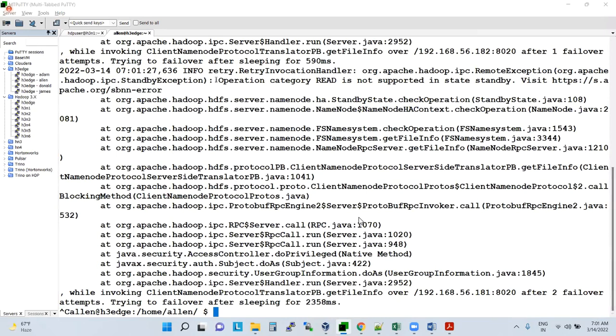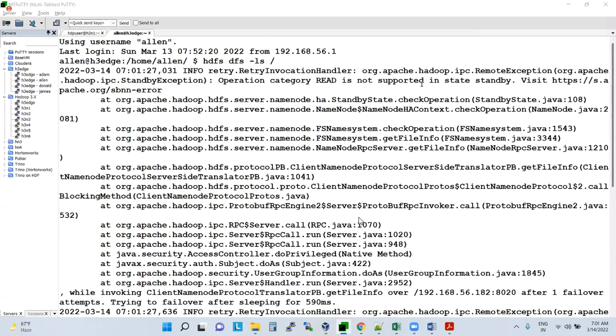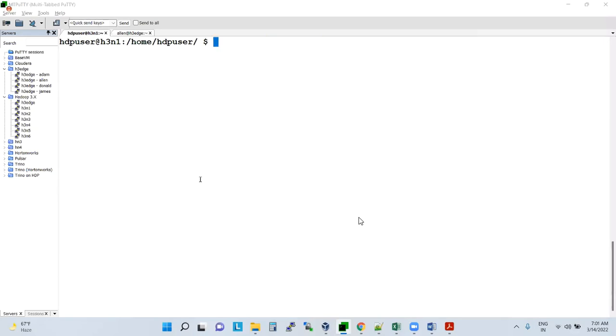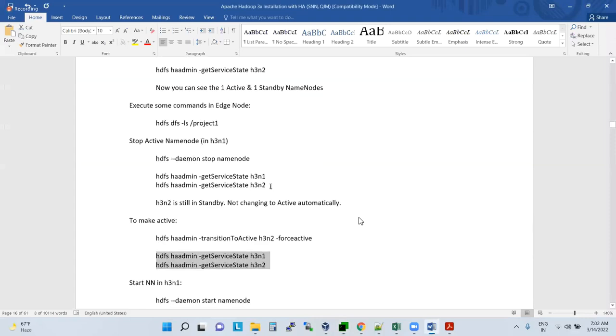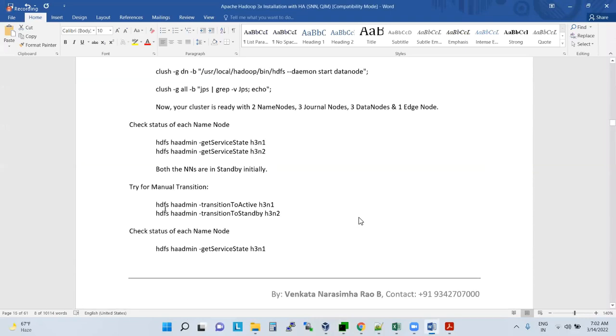Everywhere it says operation read is not supported in standby mode. Here also it is saying not possible in standby mode. This is the error we are getting. So what we need to do as a Hadoop admin, whenever you restart both the name nodes, you need to check the status and at least make one as active. Understand? How to make this active? Transition to active.